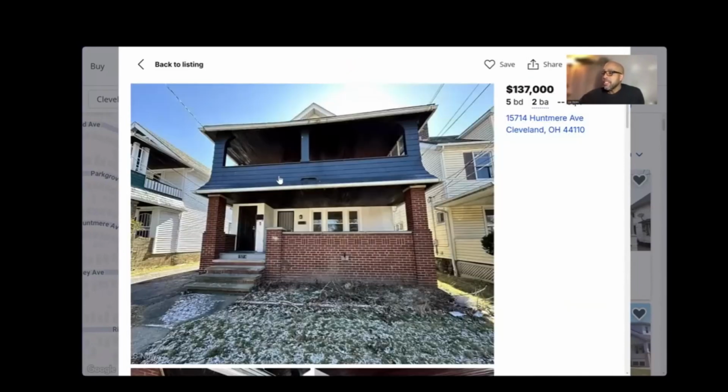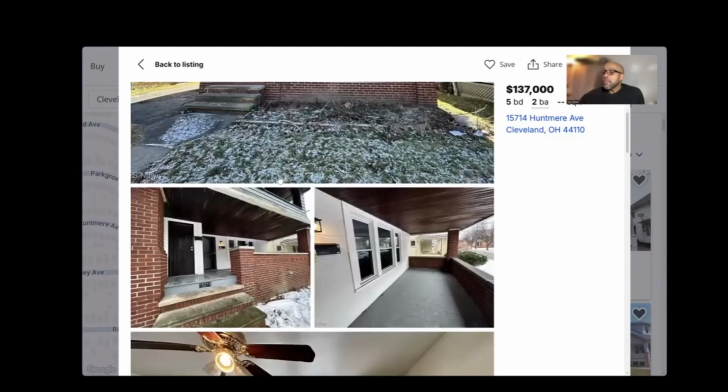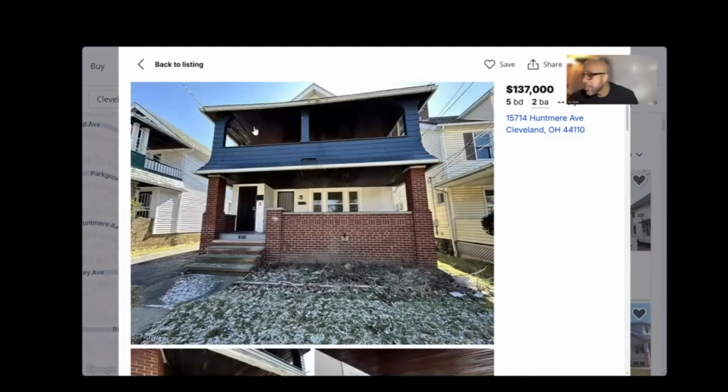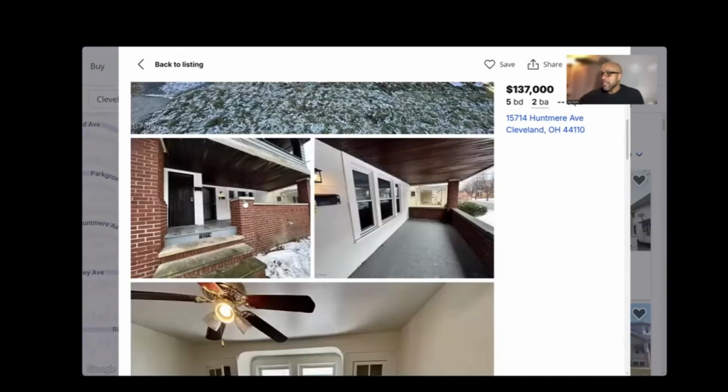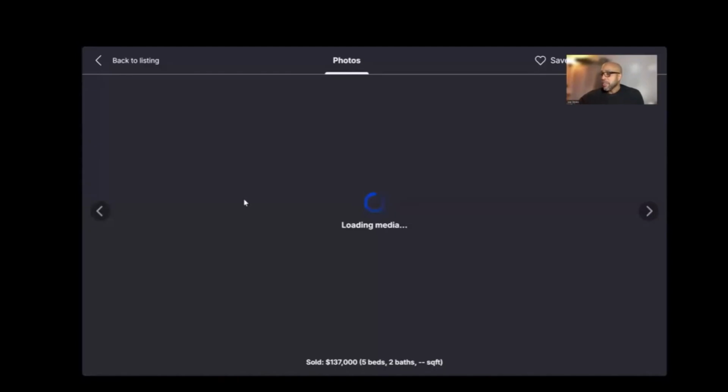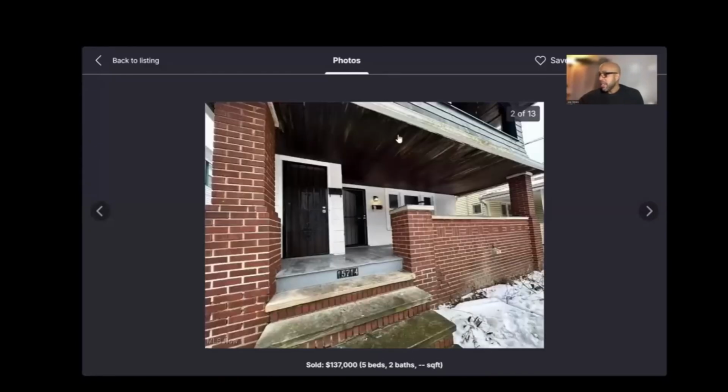So this one sold for 137. Now, they did work. So they did exterior. Well, it doesn't look like it because these gutters look like trash. They did a little bit of exterior. They didn't fix the gutters. If I zoomed in on the gutters. Let's go. They did some work right here. Yeah, they did some work on this entrance.